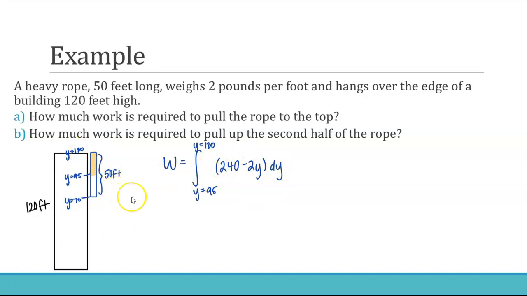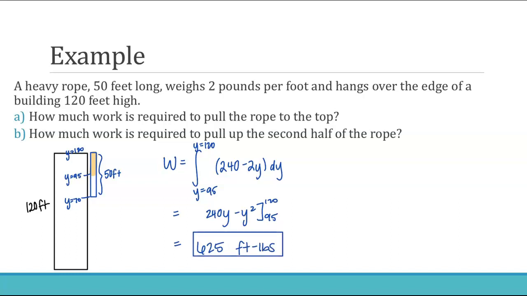And so let's do this computation and finish this out. So we have 240y, we already integrated this, minus y squared, evaluated from 95 to 120. And I'm just going to give you this value because it's very similar to the previous one in terms of just putting in 120 into both and 95 into both. We get 625 foot-pounds.